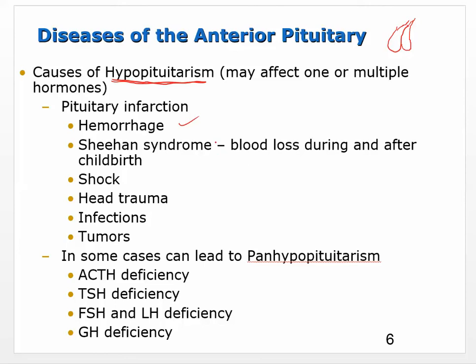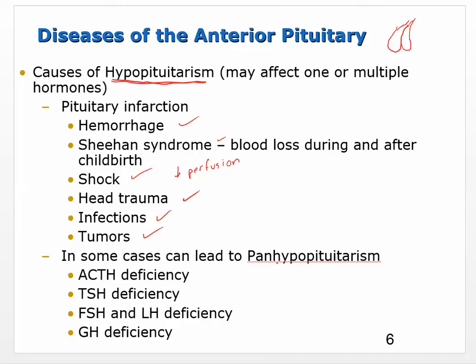But lots of things can cause that. Hemorrhage, there's something called Sheehan syndrome, which is blood loss during and after childbirth that will then reduce perfusion to lots of areas, but the pituitary gland is affected, and so it's not able to do its job, and so that would be hypopituitarism. So shock in general is also just a decrease in perfusion, and so it can't get the nutrients or the blood supply that it needs. Head trauma, yeah, that's a damage. Infections can do it. Tumors can do it. Anything that can possibly cause damage or decrease in function, because that's what it is.